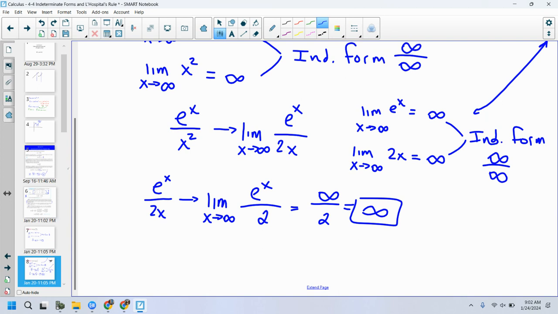If e to the x is in the numerator, will the answer always be infinity? Not necessarily. When would it not? I'm trying to think when it would not. It could be if you had e to the x over e to the x minus 2, then you'd be stuck in an infinite loop of L'Hopital's rule, and you would never be able to solve it. So it's not always going to be infinite, but most of the time, yes. Questions there?